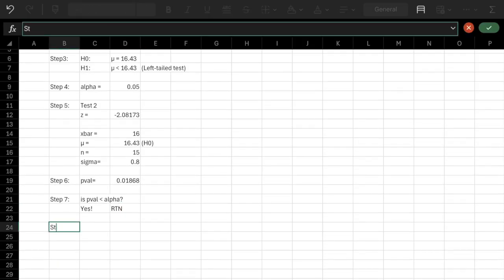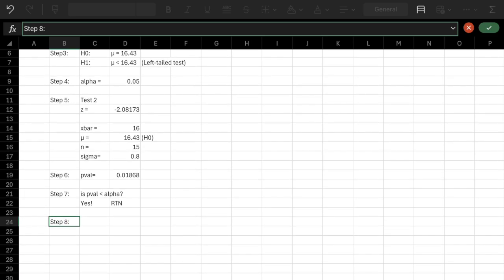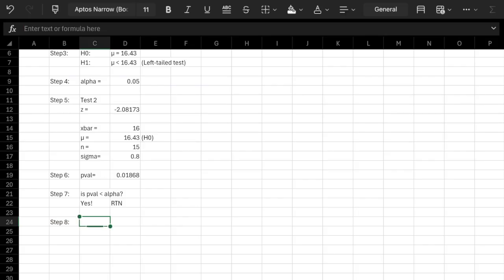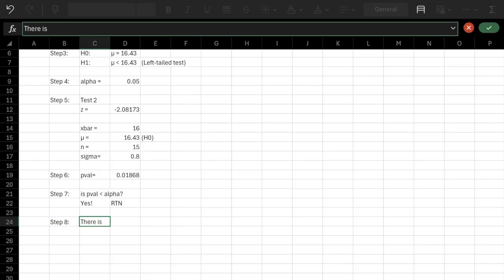All right, step 8. Okay, so I'm rejecting the null. There is evidence. And what's the nature of my evidence? What's the strength of my evidence? P equals, I put in my p-value, 0.018. Yeah, let's leave it at that. In fact, let's go 0.019. Okay, so that's 3 decimal places. There is evidence.